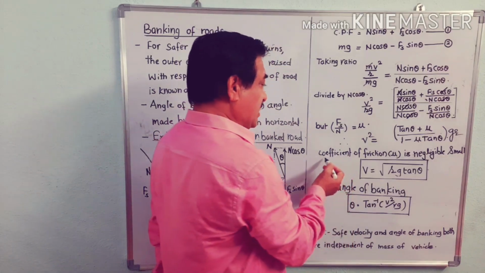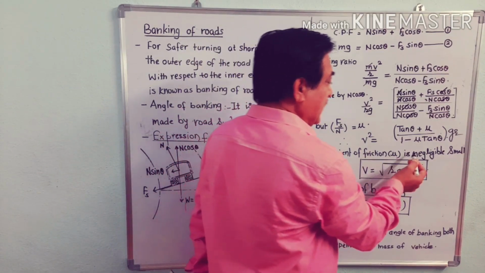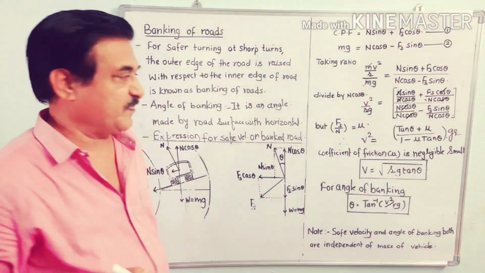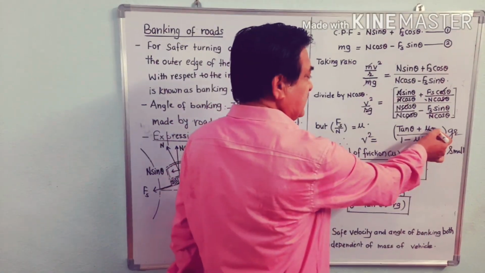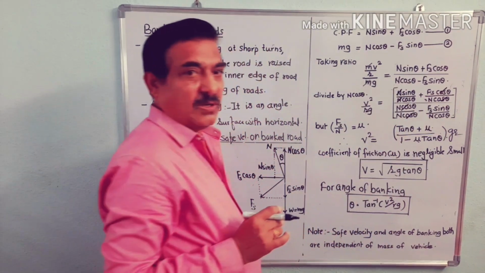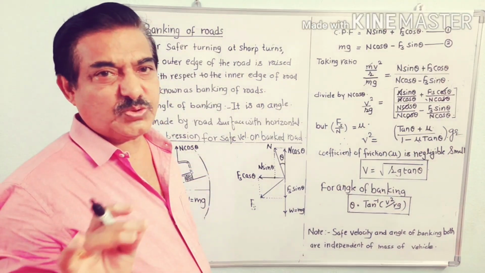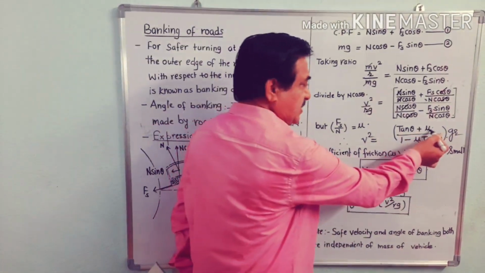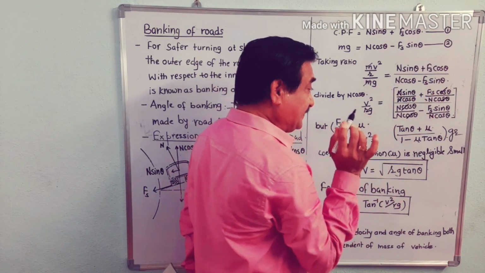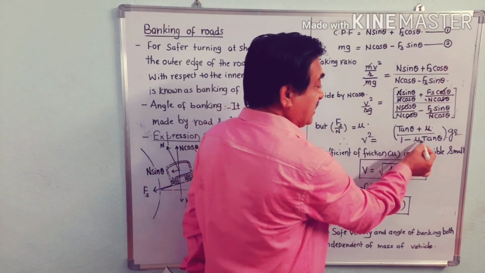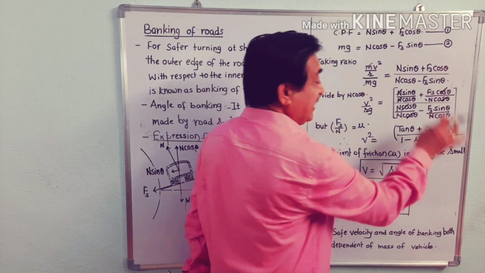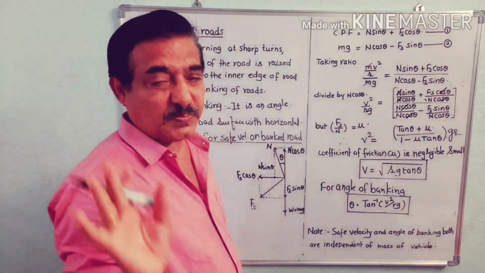The coefficient of friction mu is negligibly small, so it is neglected from the expression. This mu is negligibly small, or approximately tends to 0. As this is 0, tan theta plus mu will become tan theta, and in 1 minus mu tan theta, as mu tends to 0, this mu multiplied by tan theta also tends to 0.